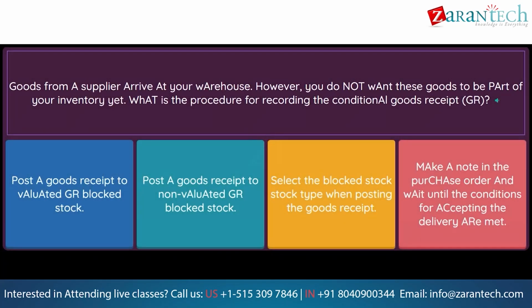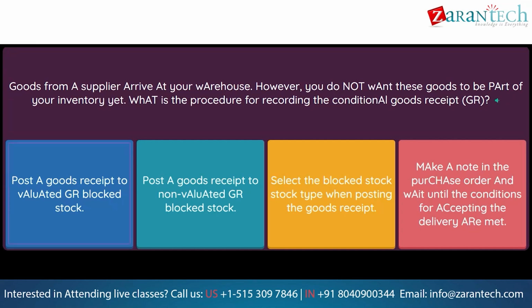Question: Goods from a supplier arrive at your warehouse. However, you do not want these goods to be part of your inventory yet. What is the procedure for recording the conditional goods receipt, GR?